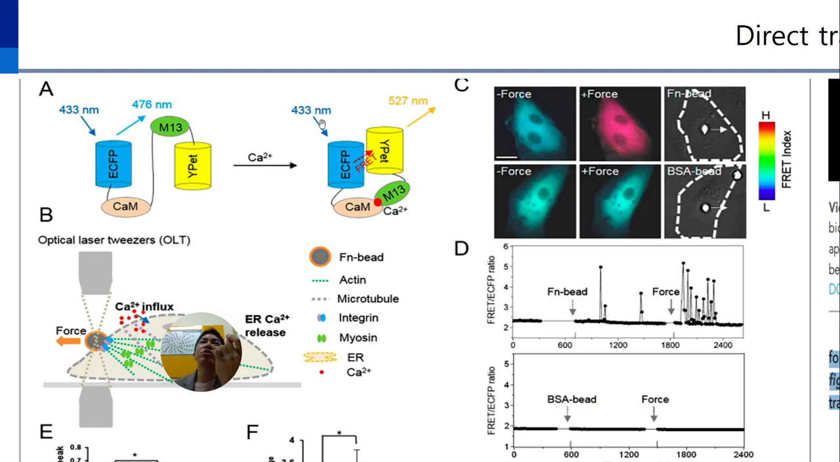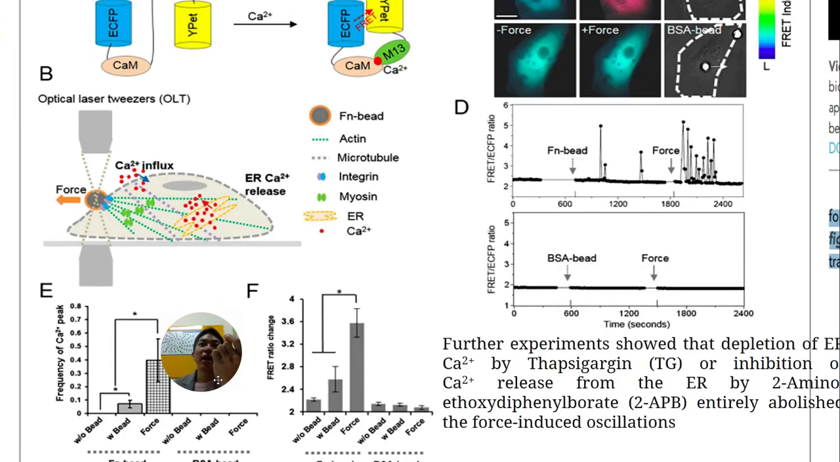When you excite only at this 433 nanometer, the energy is transferred to the acceptor, and then the emission can be detected from 5 to 7 nanometer. This is the exact meaning of the FRET. So you can see very small, close architecture changes of the protein. Okay. And then they are using this FRET dye for checking the calcium amount in the cell.